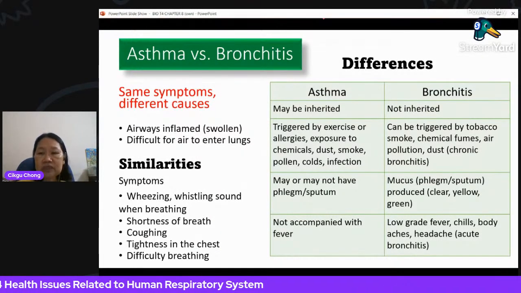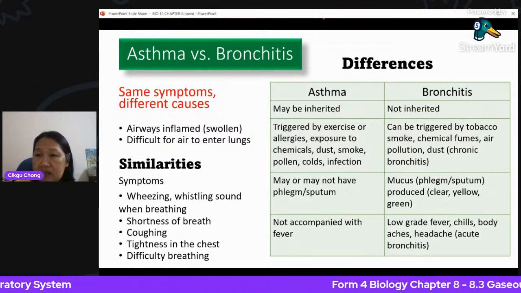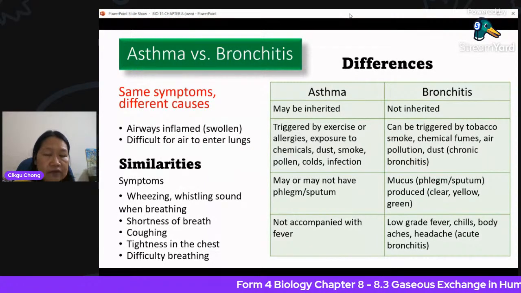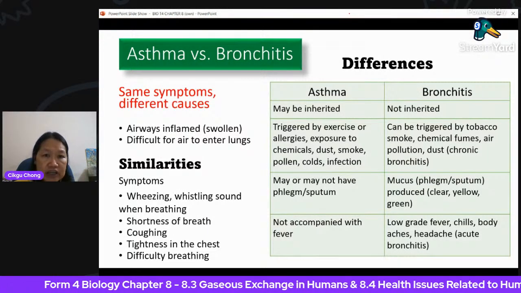So this is the lesson for today. I hope that you have gotten a better understanding of the differences in 8.3 and 8.4. It will help you to answer some questions for the exams.